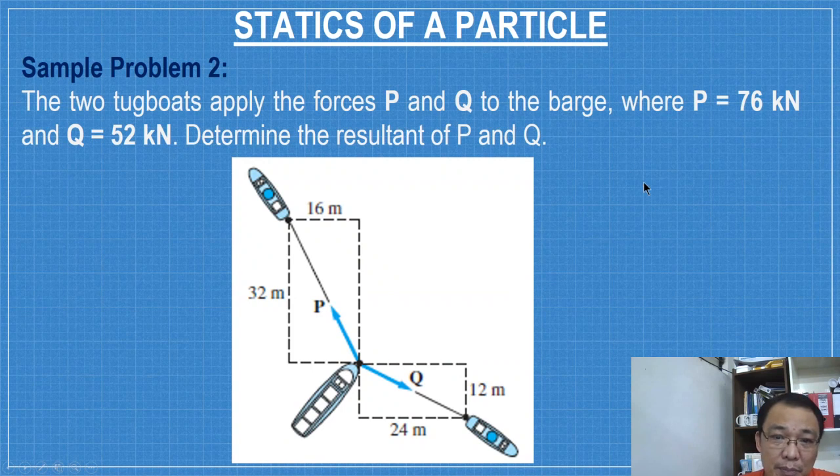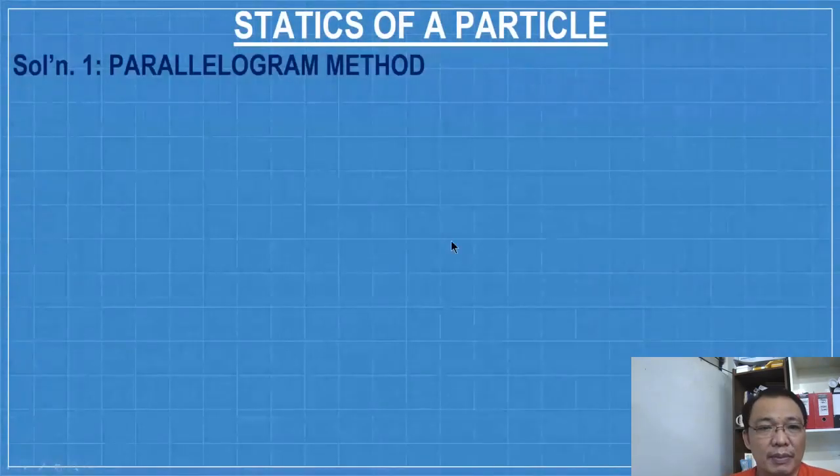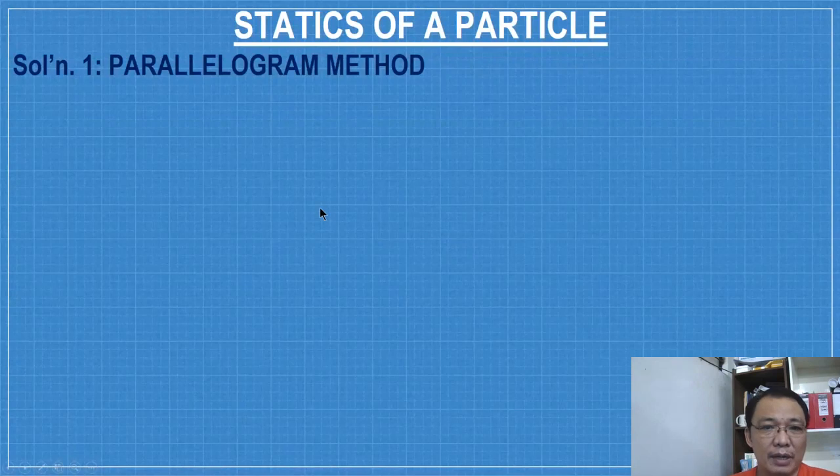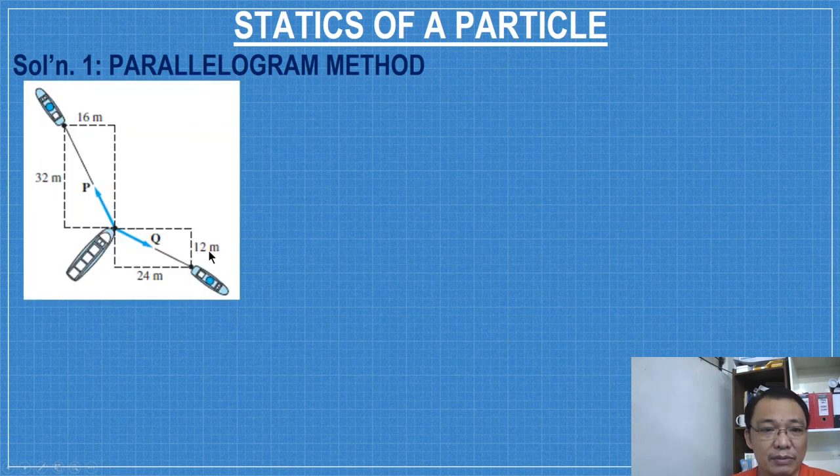The two tugboats apply the forces P and Q to the barge, where P is equal to 76 kilonewtons and Q equals 52 kilonewtons. Determine the resultant of P and Q. Again, for comparison, solution 1 will be the parallelogram method. So, P is 76, Q is 52.